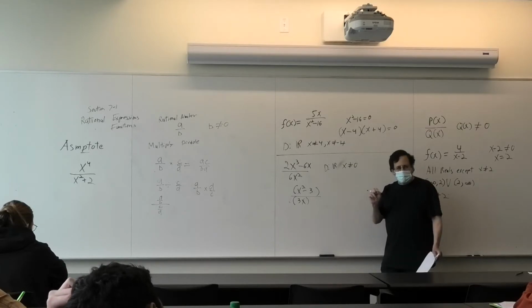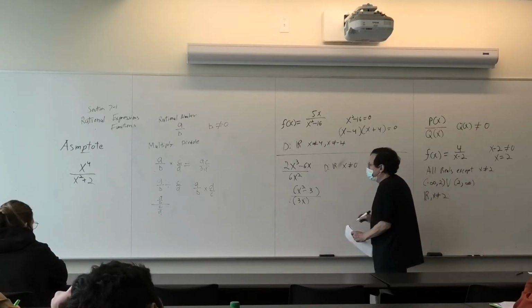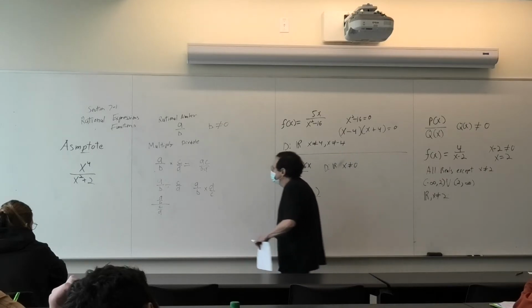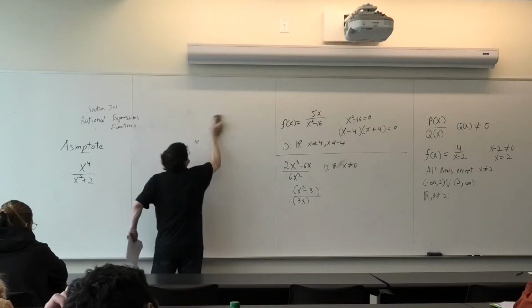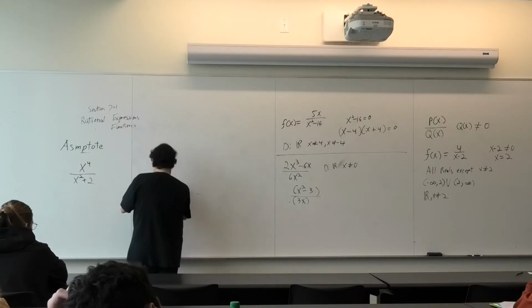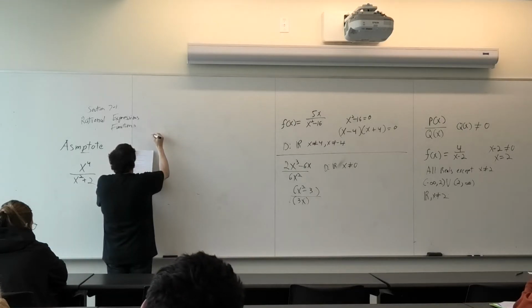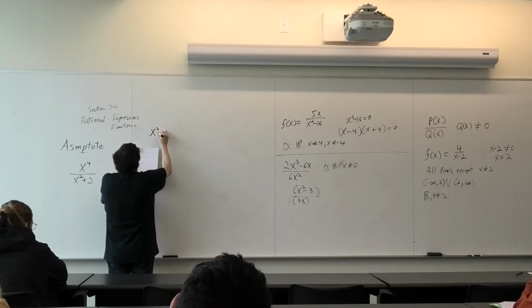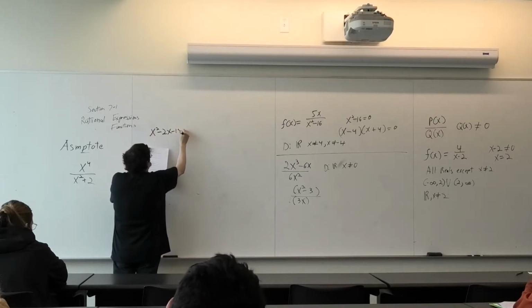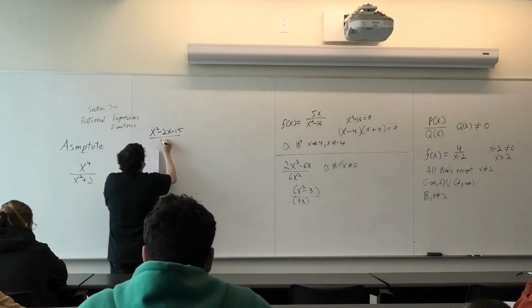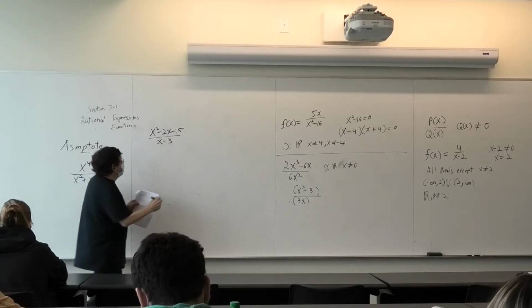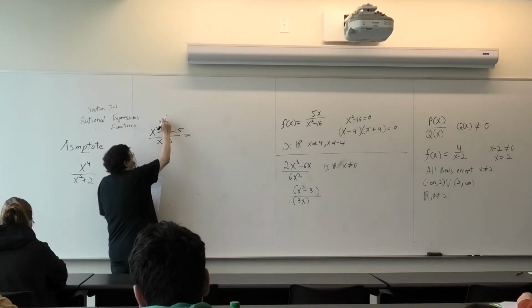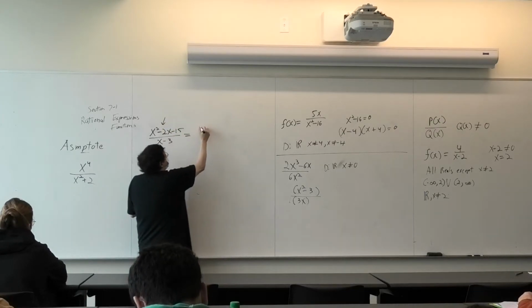I think this is a better example of that. This next one, I have x squared minus 2x minus 15 over x minus 3. Well, if I factor this, what do I find?